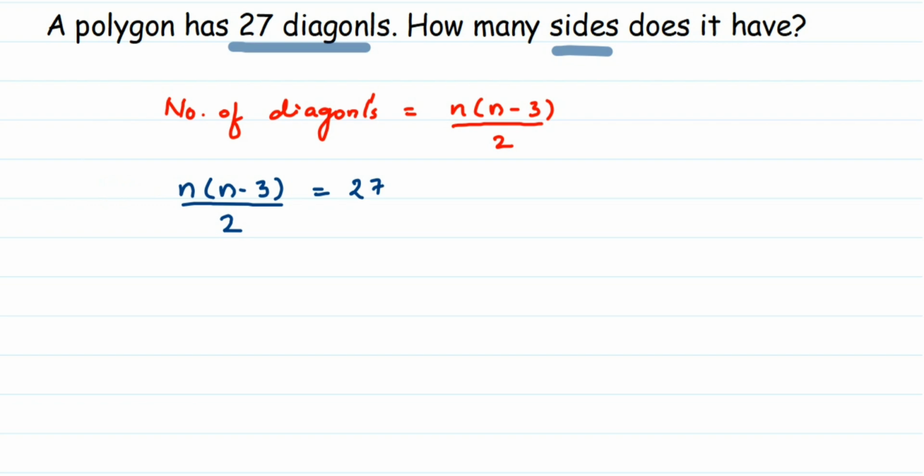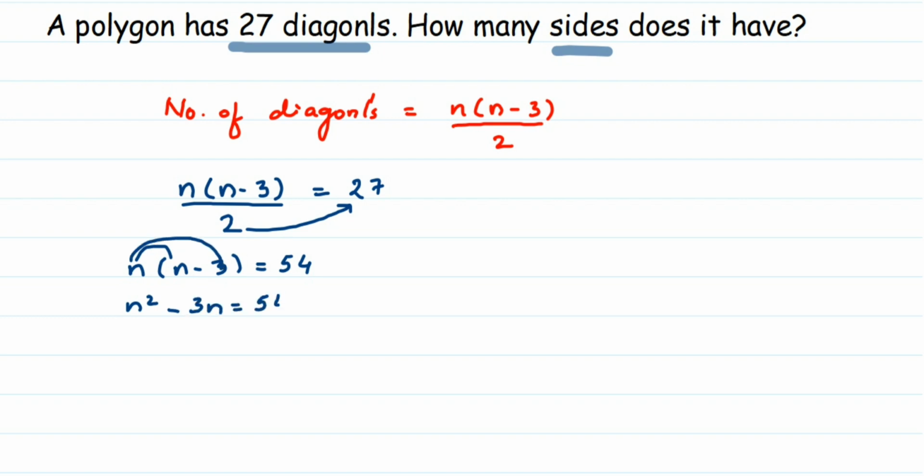For that I'm going to multiply this 2 to the other side of the equation. 2 is in the division. When you transpose it to the other side, it gets multiplied with 27. So here we'll get n into n minus 3, and 27 times 2 is 54. Now open the brackets here. We'll get n square, n into n is n square, minus n into 3 is 3n, is equal to 54.